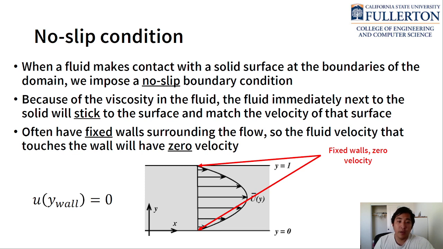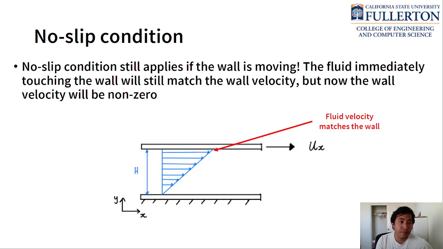Often you're going to have fixed walls surrounding the flow. In those cases, the velocity touching the wall will be zero, because the wall is fixed and has zero velocity, and so the fluid touching that wall will also have zero velocity. Mathematically, that's how we do that. Another condition that you'll see, not as common but out there, is a moving wall. If the wall is moving, the no-slip boundary condition still applies, but instead of specifying the velocity to be zero, we say that the fluid velocity has to match the wall velocity, right? So keep an eye out for that when you have problems with a moving wall, like this one below.